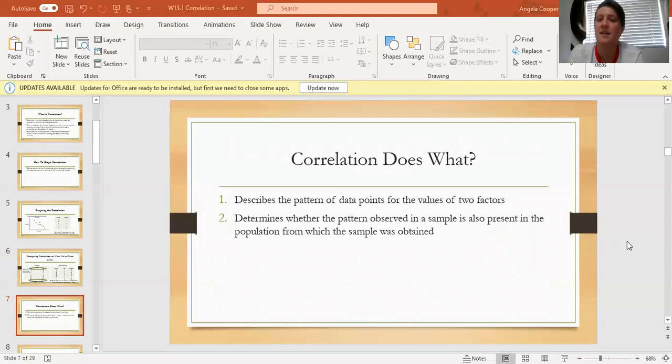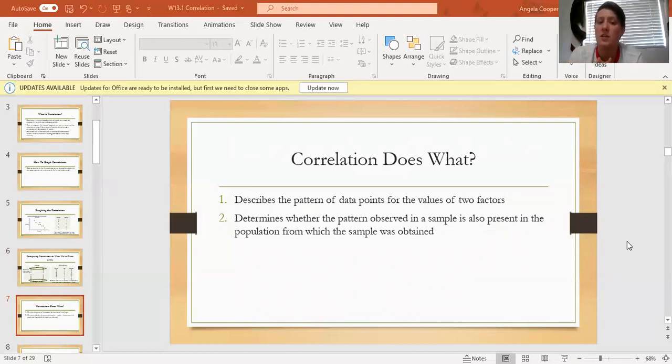So there are two different things that correlation does. The first thing it does, it describes the pattern of data points for the values of two factors. So it's essentially talking about the strength and the direction. I'll go more into that later in terms of the pattern that it follows. And there's a way to measure that. It's so similar to Cohen's d as to how there's thresholds, but I'm getting ahead of myself.